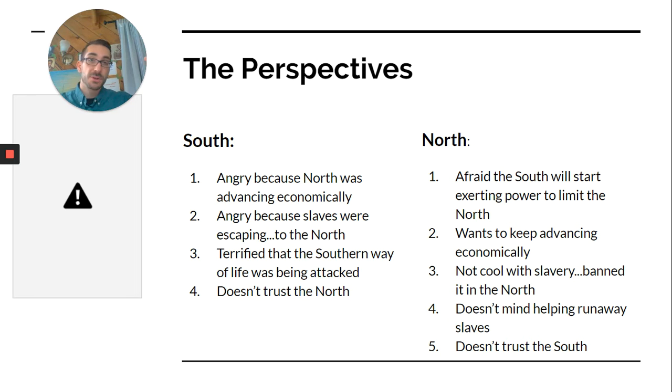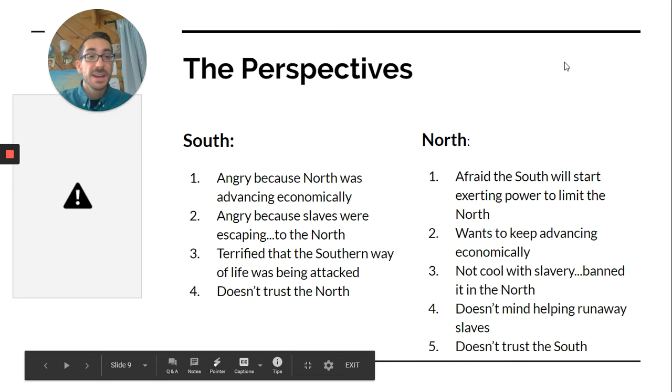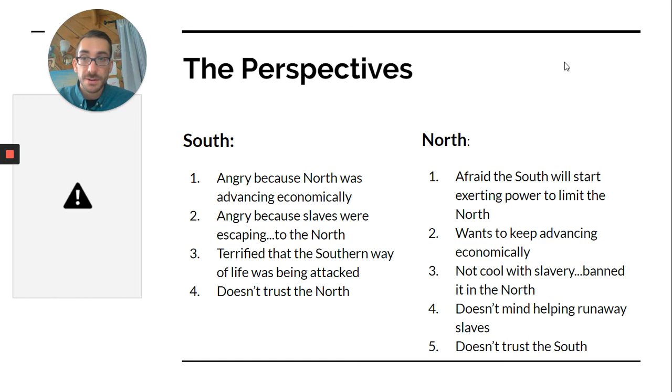The whole outside world was banning slavery, so it felt like slavery was kept in this bubble. And then finally, the South doesn't trust the North. It thinks that the North is going to try to do whatever it can to stop slavery. On the other hand, you have the North. The North is afraid that the South will start exerting power to limit the North, clamp down on factories, and try to spread more slavery.